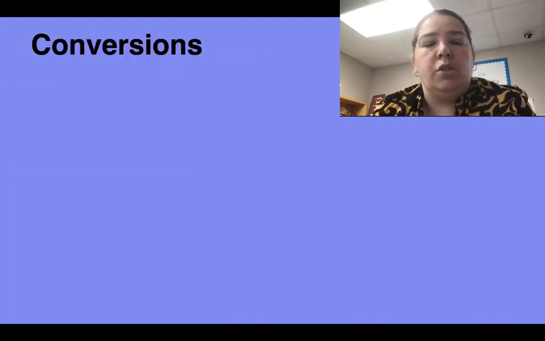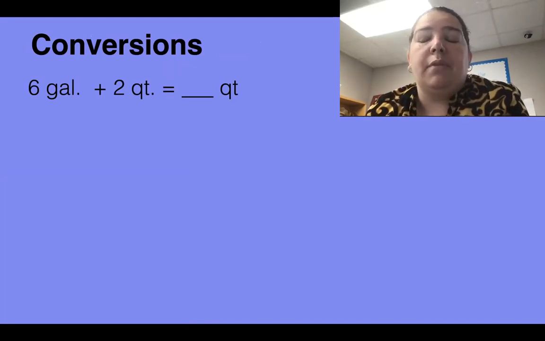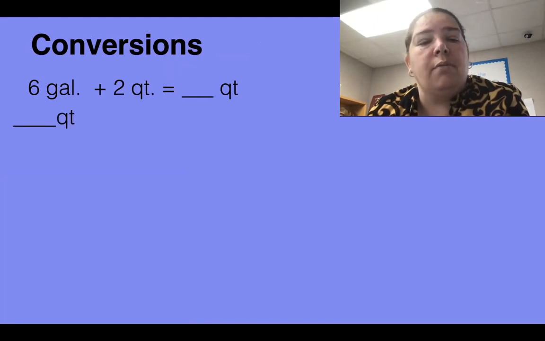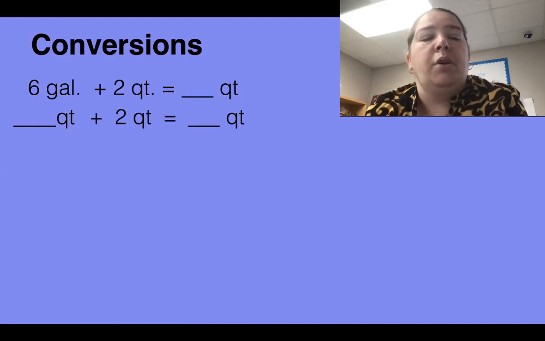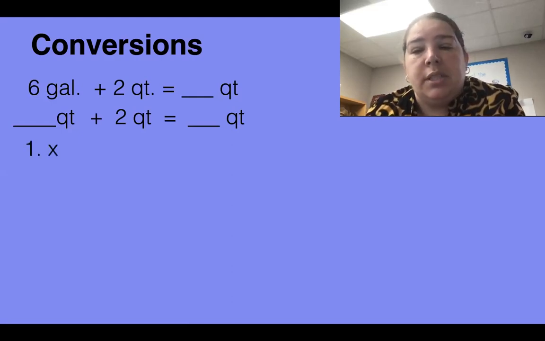Okay, boys and girls, we're going to do some conversions. If you remember conversions, you'll have to do your 3 steps. So let's begin. We have to look at the answer. They're asking you for the answer in quarts. So we change everything to quarts. Blank quarts plus 2 quarts equals blank quarts. And then we put a box around that 6 gallons and blank quarts, and we do our steps.